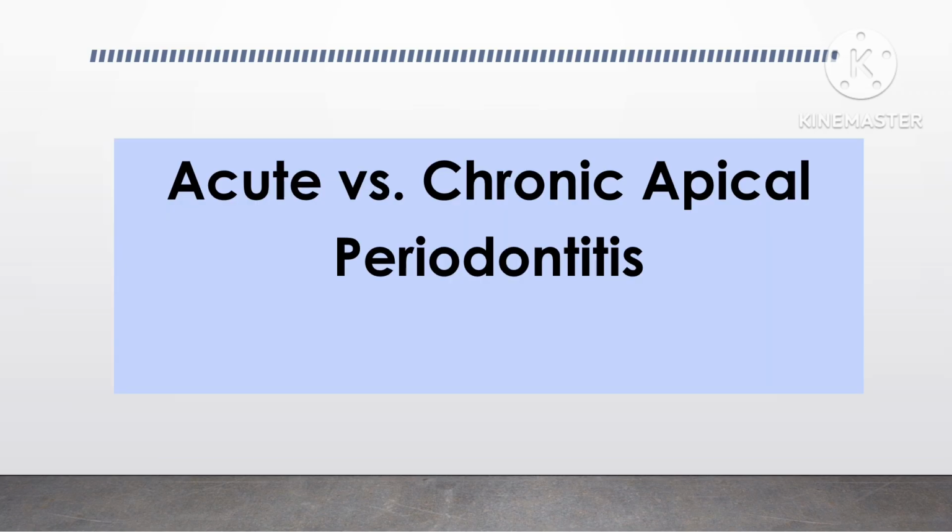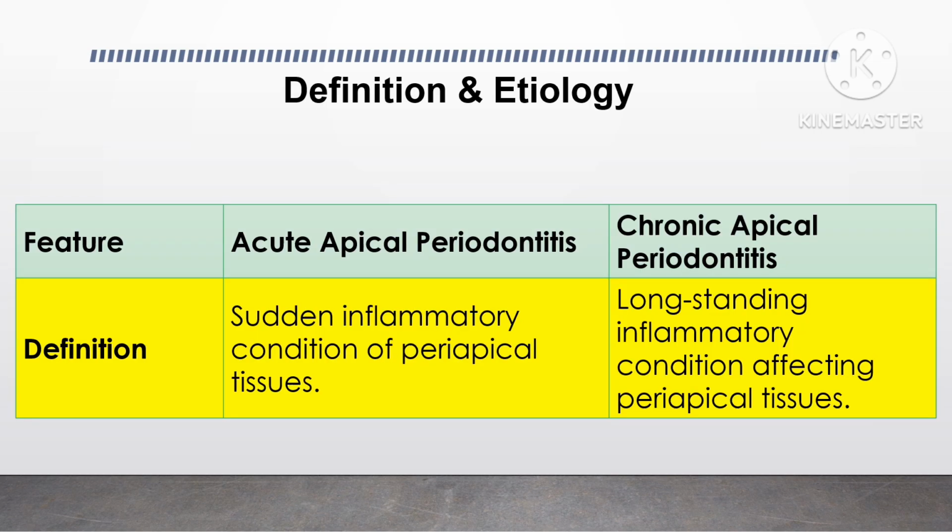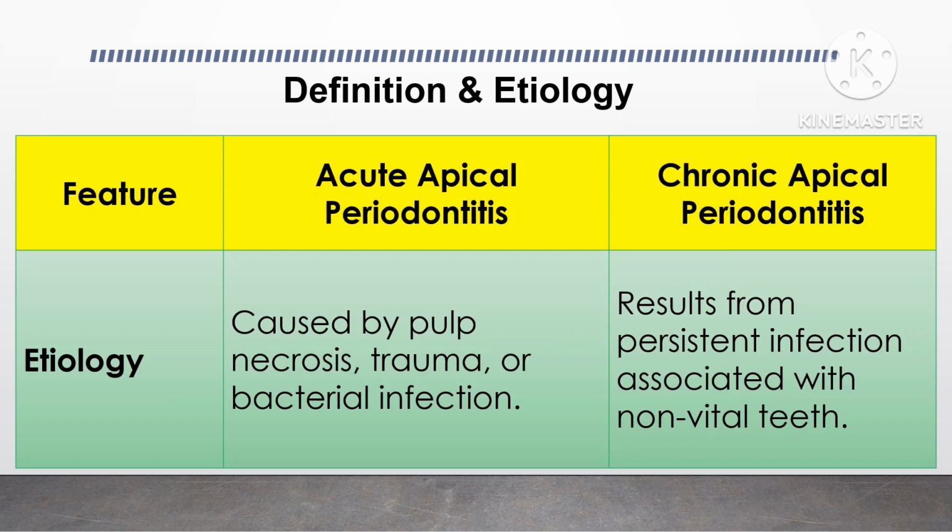Let's go through the differences between acute apical periodontitis and chronic apical periodontitis. Acute apical periodontitis is an inflammatory condition of the periapical tissues that typically occurs suddenly, and it is characterized by severe pain. This condition arises from the infection or the inflammation that affects the area around the tooth's root, as we have already discussed. On the other hand, chronic apical periodontitis is a long-standing condition that usually follows an untreated acute episode. It involves persistent inflammation around the tooth root, often resulting from untreated pulpal necrosis.